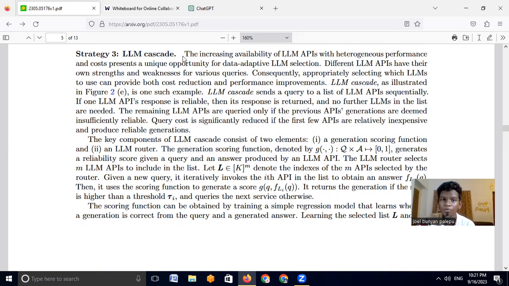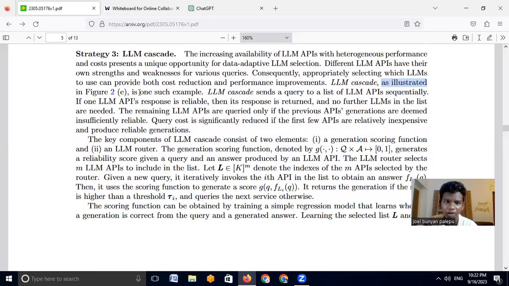Strategy 3 is LLM cascade. The increasing availability of LLM APIs with heterogeneous performance and cost presents a unique opportunity for data adaptive LLM selection. So basically, this paper has stressed one important point, which is that there are very heterogeneous prices. There is a lot of variance between language models, a lot of difference in cost and performance, and so this provides us a unique opportunity to have an algorithm to select LLMs. We don't know what LLM we should use for each prompt. I think that is what they are trying to convey.